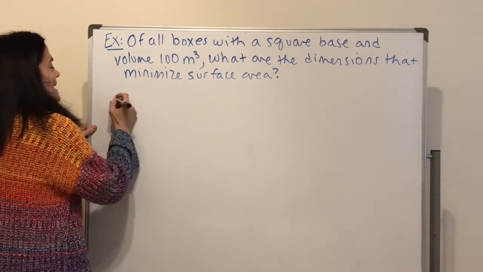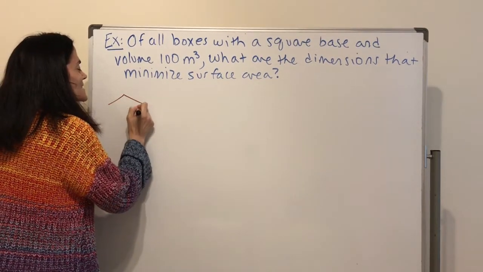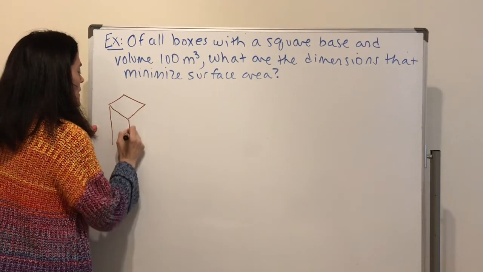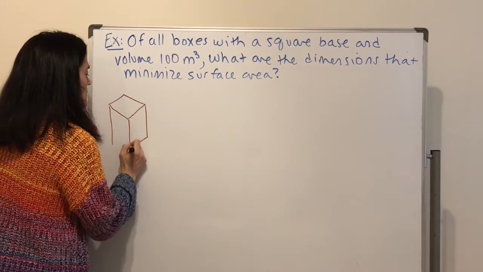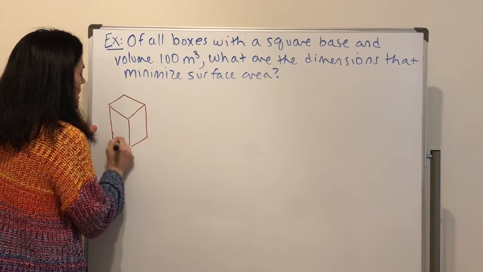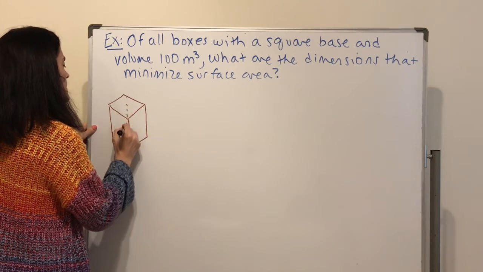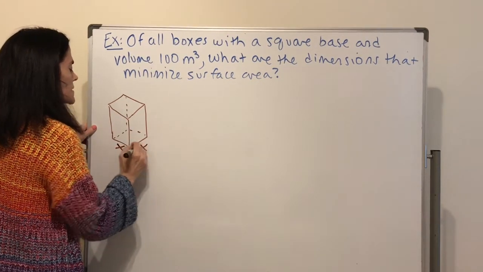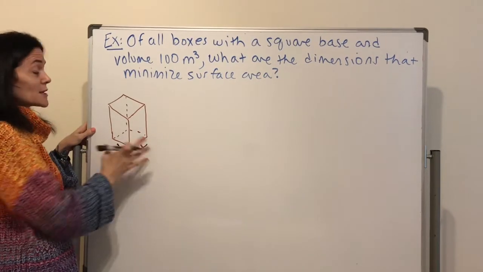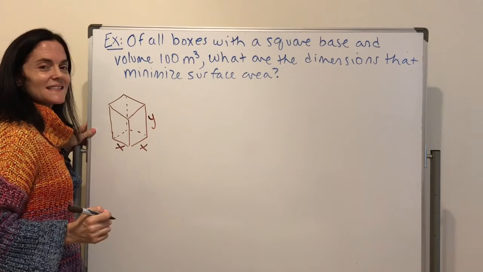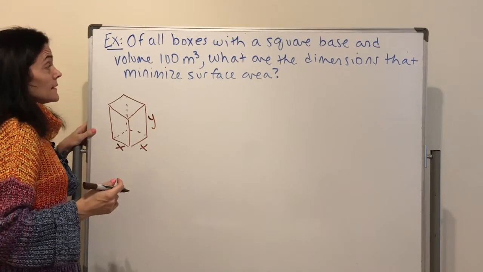First of all, like I said, let us draw a picture. We have a square base and then we have a box. This will help us set up all the equations correctly. Here, my base, I will label this x. Well, and this is also x. Here's my square base. And then my height y potentially is different.